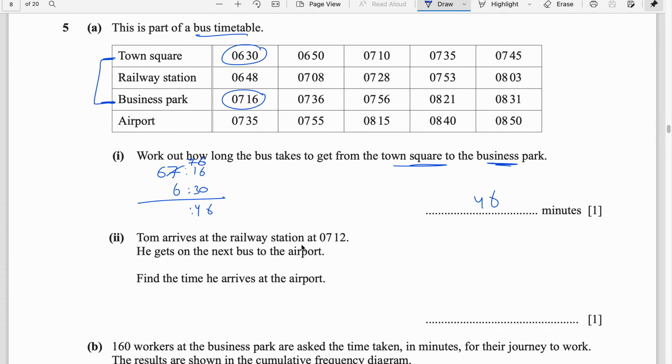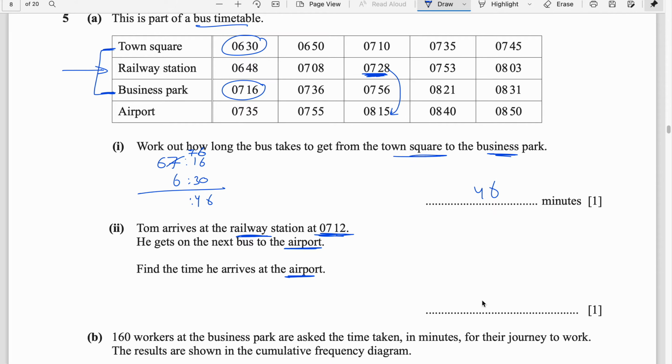Tom arrives at the railway station at 7:12. He gets on the next bus to the airport. Find the time he arrives at the airport. So if he is coming at 7:12 to the railway station, 7:12 is after 7:08 and before 7:28. So he must get on the 7:28 bus. And to reach the airport, he will reach at 8:15. So he arrives at 8:15.